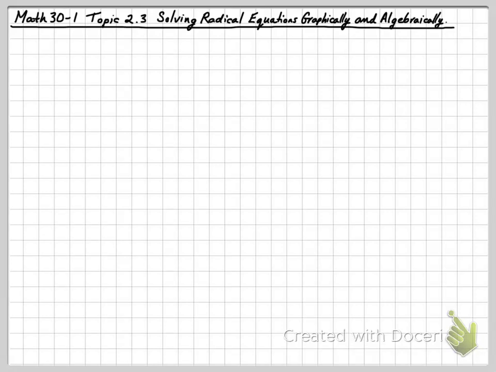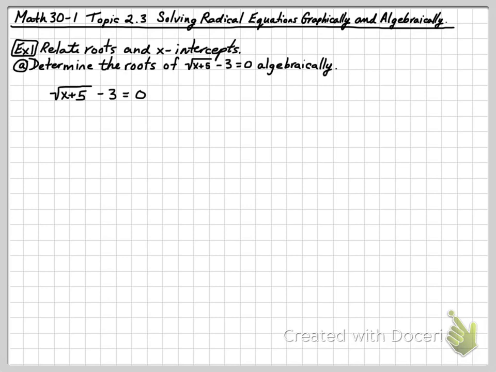Today we're going to look at the last topic in Chapter 2 in Math 30-1, and that's solving radical equations both graphically and algebraically. First thing we're going to do is relate the roots and x-intercepts. Determine the roots of the square root of x plus 5 minus 3 equals 0 algebraically.